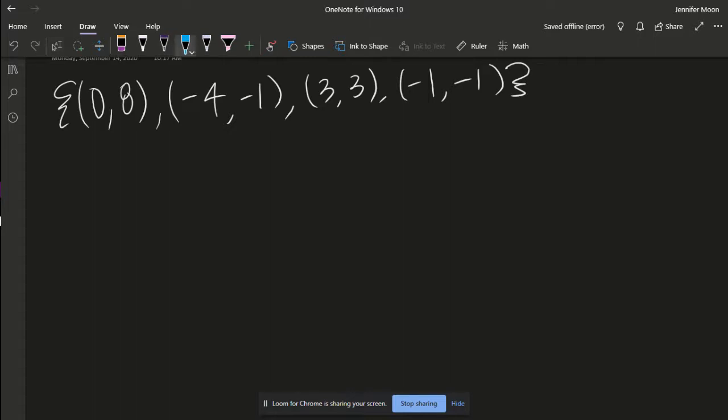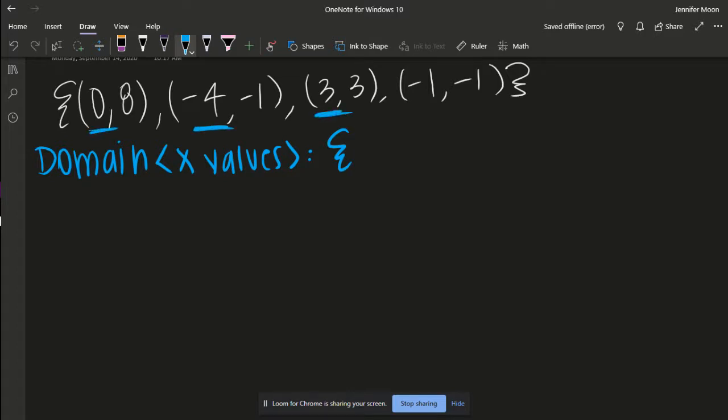So really quick, let's go ahead and write what our domain is, which are our x values. And what we have here, if you look at our x values, that would be 0, -4, 3, and a -1. It honestly doesn't matter what order you put them in as long as you do not repeat values.